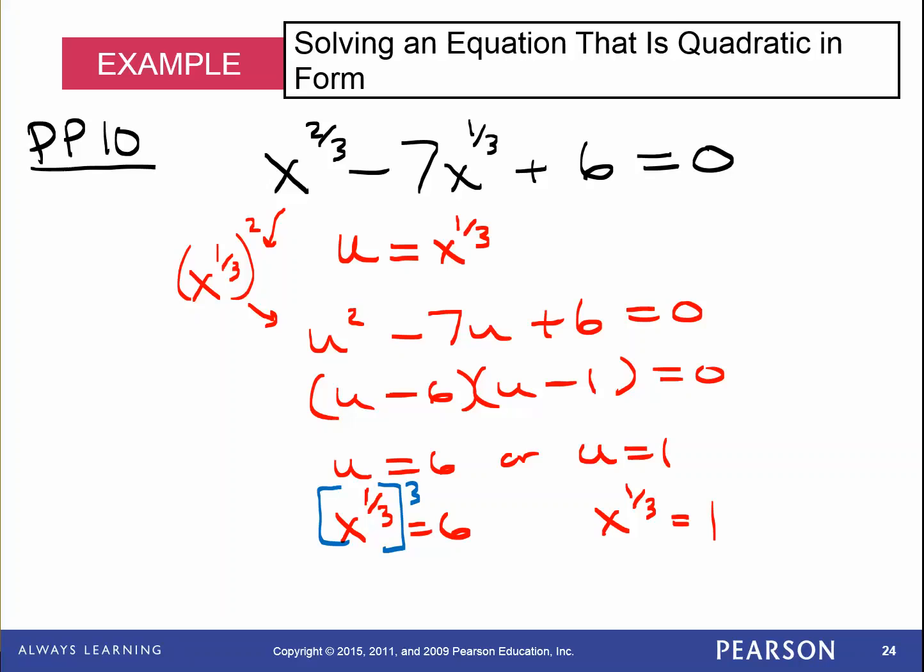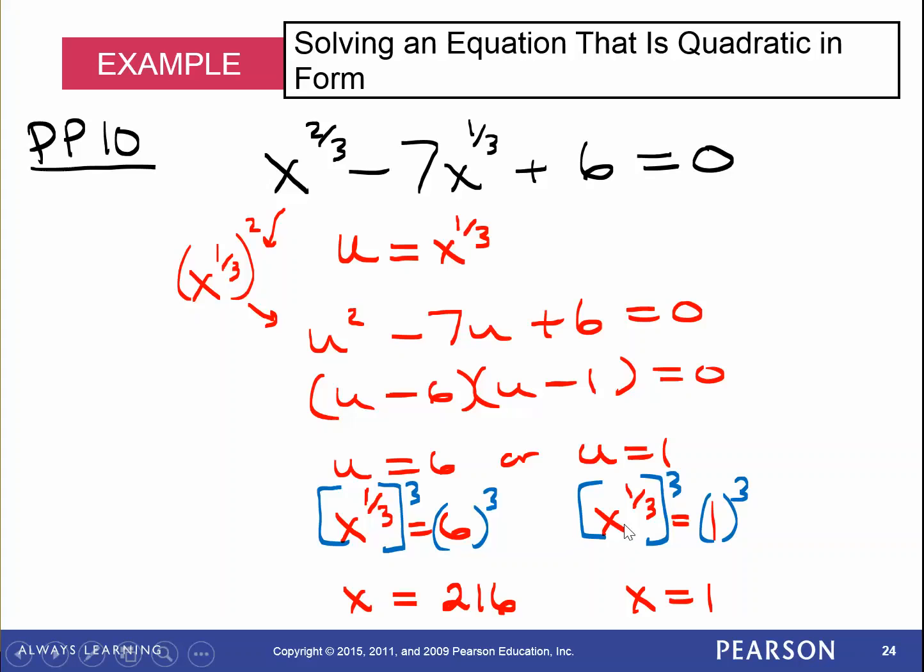So 1/3 times 3 gives you a 1. Whatever you do to one side, got to do to the other. So how about x is equal to 6 times 6 times 6? Are we okay with 216? On this side, do the same thing here. I'm going to take the power using 3, power of a power property. In this case, it's 1 times 1 times 1. Hey, that's fun. Still a 1. Cool, no need to check. Those are the answers, and we're done with that.